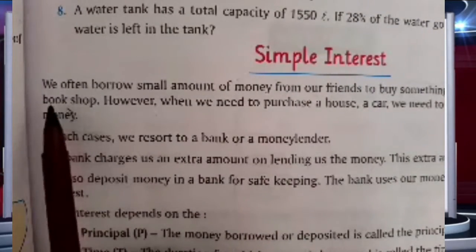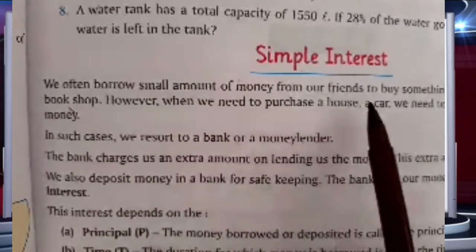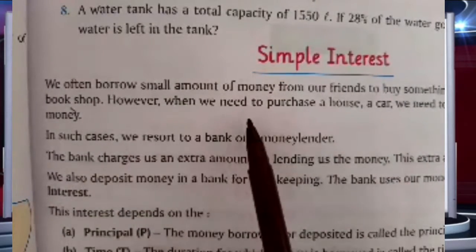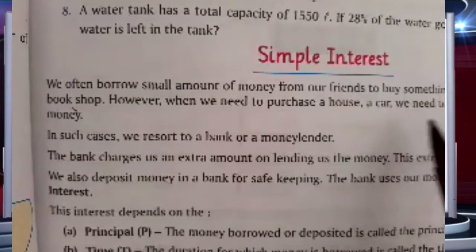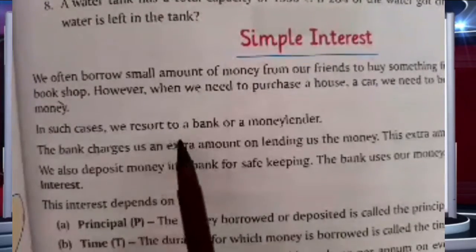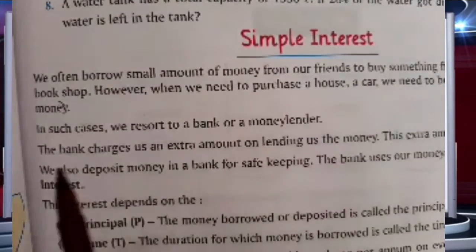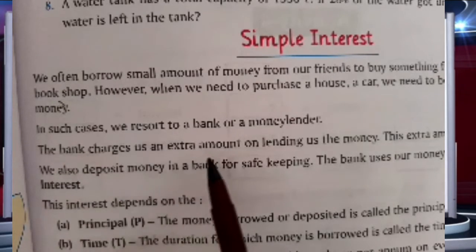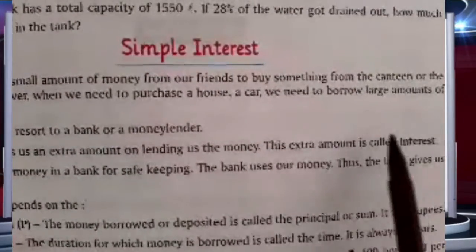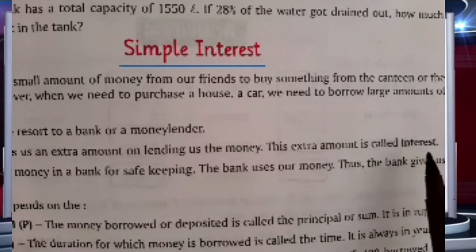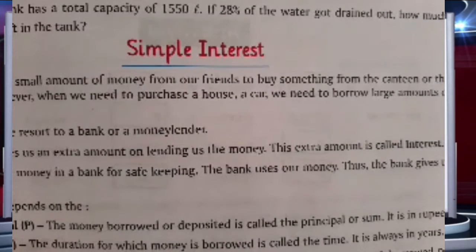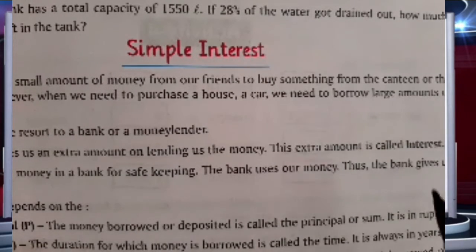See students, we often borrow a small amount of money from our friends to buy something from the canteen or from the bookshop. However, when we need to purchase a house or a car, we need to borrow a large amount of money. In such cases, we resort to a bank or a money lender. The bank charges us an extra amount on lending us the money. This extra amount is called interest. Whenever we borrow money from the bank, we have to give some extra amount. That extra amount is known as interest.